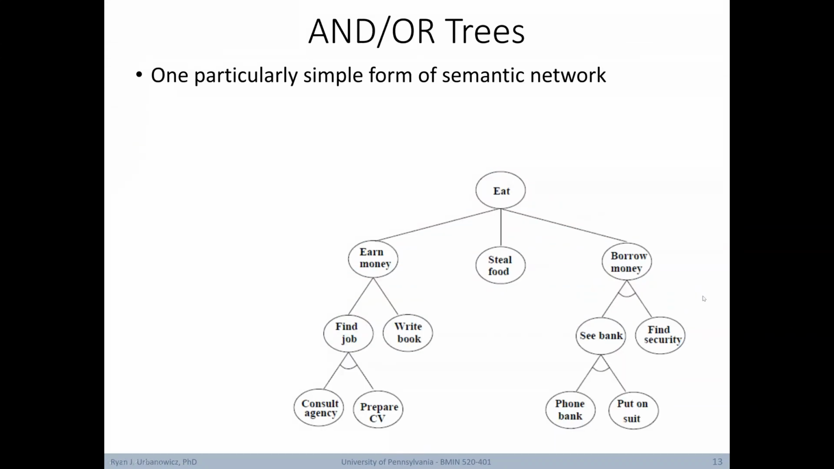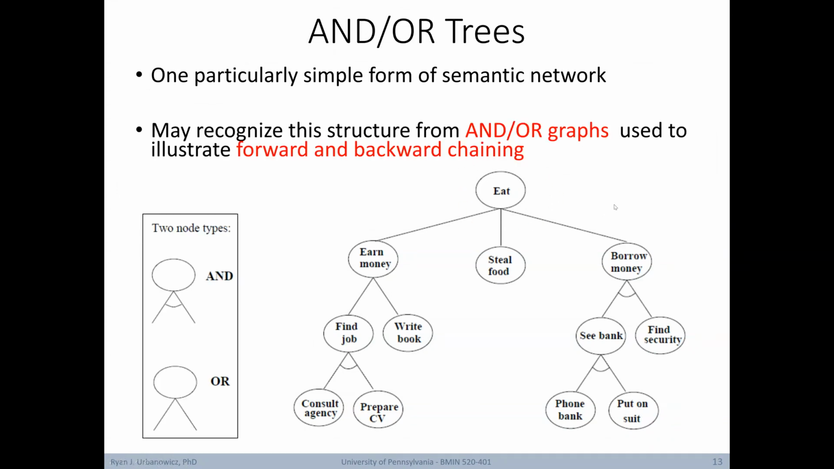One particularly simple form of semantic network is known as and/or trees. Here's an example of what one looks like. Here we can follow the flow from the bottom to the top in terms of decision making. This tree captures the idea of when are we able to eat. You might recognize the structure of an and/or graph from our earlier discussion of forward and backwards chaining in logic.